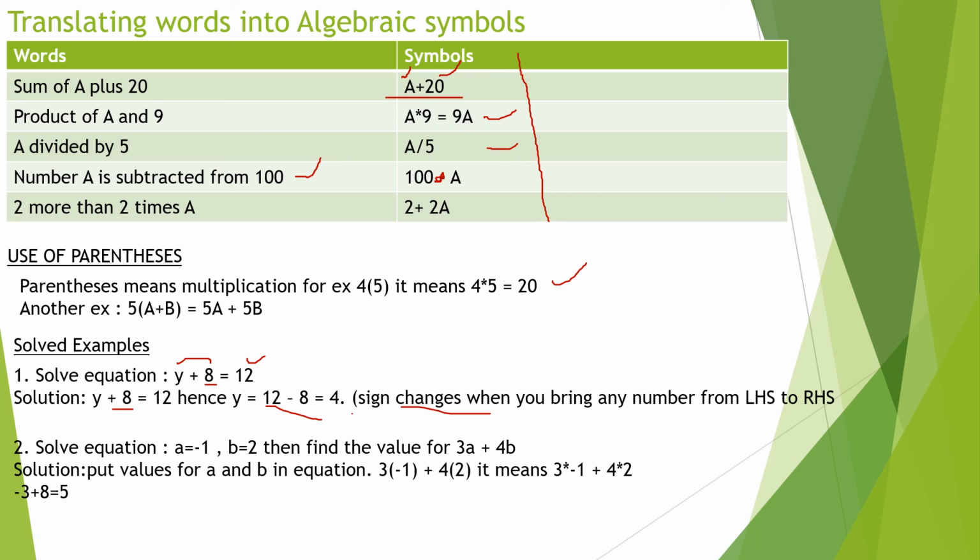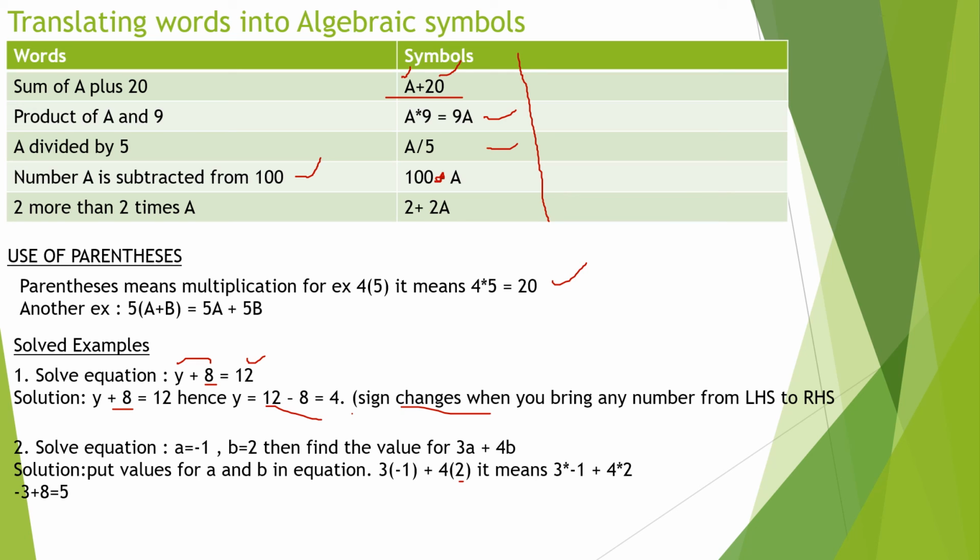Now another question is, let's say we have a is equal to -1, b is equal to 2, then find the value of 3a plus 4b. In this equation, we have to put the value of a equal to -1 and b equal to 2. So what will be the solution? Put values for a and b into the equation. 3 in place of a I have written -1, plus 4 in place of b I have 2.